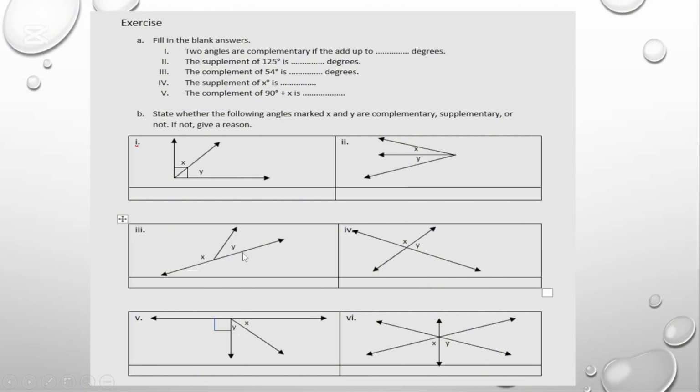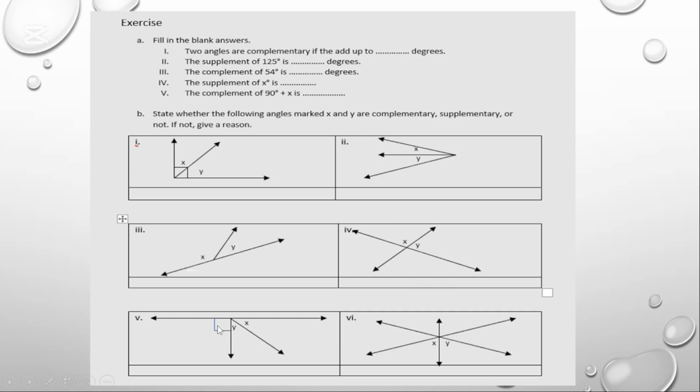X and y, what do you notice here? They're on a straight line, which means they must add up to 180. Right? So they must be supplementary. The same with x and y. They're on the same side of the straight line, and they must add up to 180, which means they are supplementary.